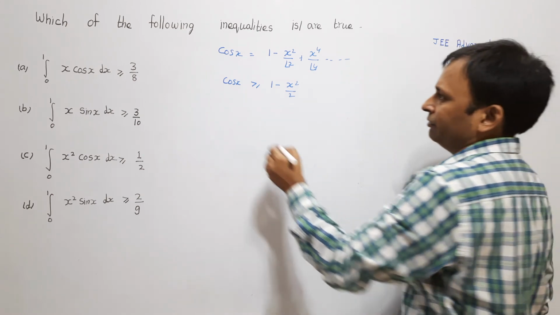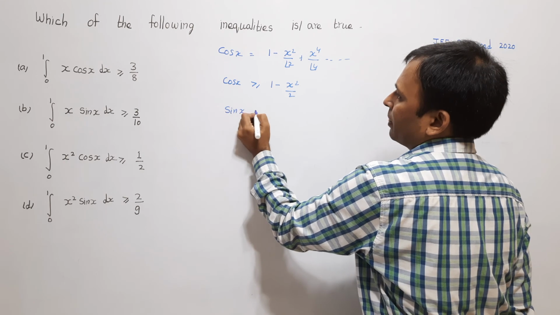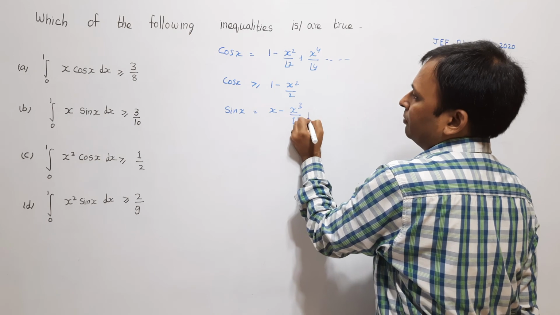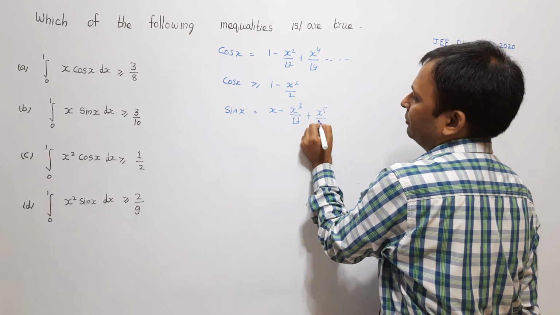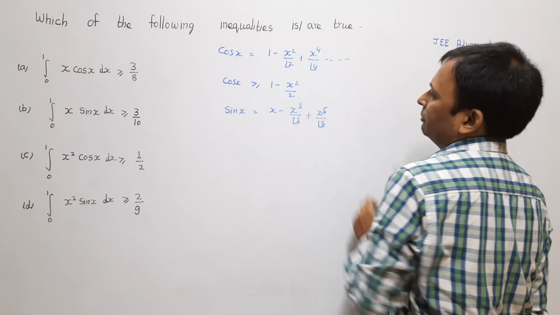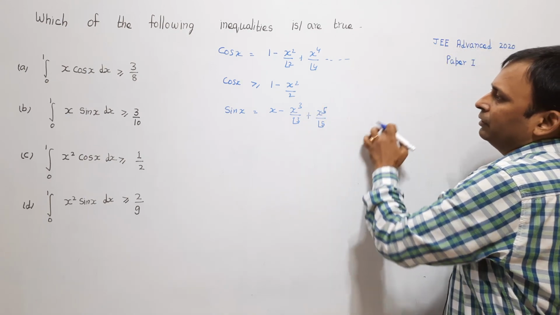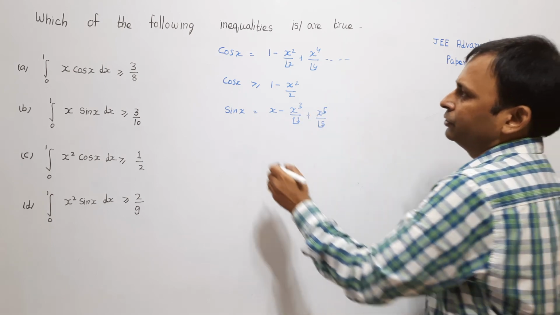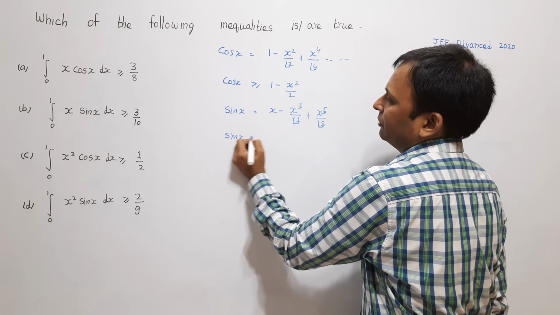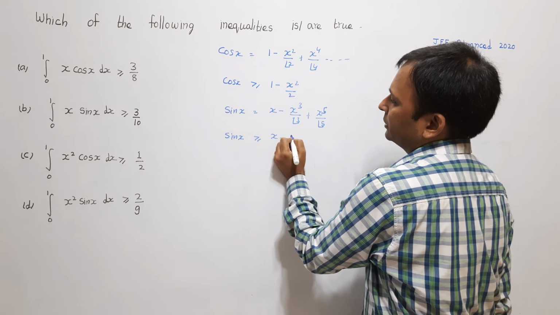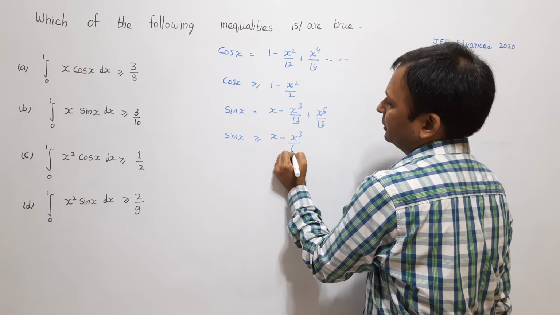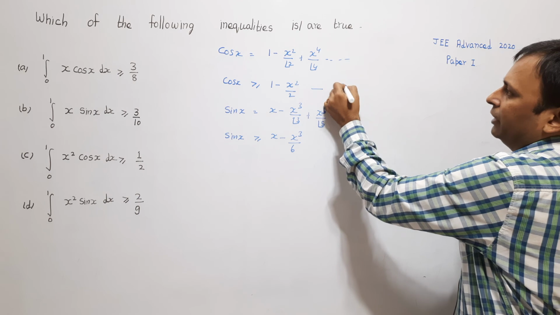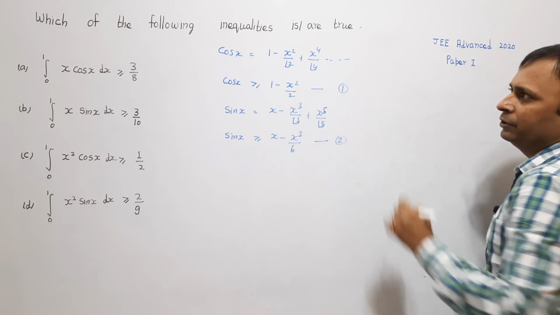Similarly, I will take the series expansion of sin x, which is x minus x cube upon factorial 3 plus x to the power 5 upon factorial 5, and this also goes on like this. The summation of all the values after x cube by factorial 3 will always result in a positive number. So sin x is also greater than or equal to x minus x cube upon factorial 3, which is 6. I will make use of these two results, marked as result 1 and result 2.